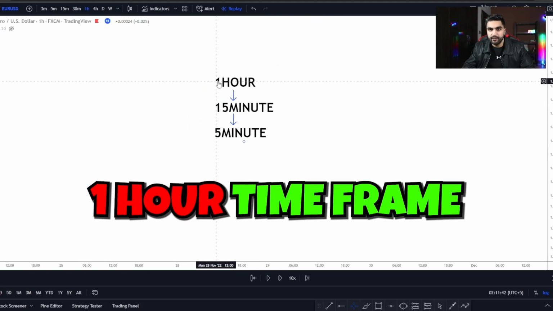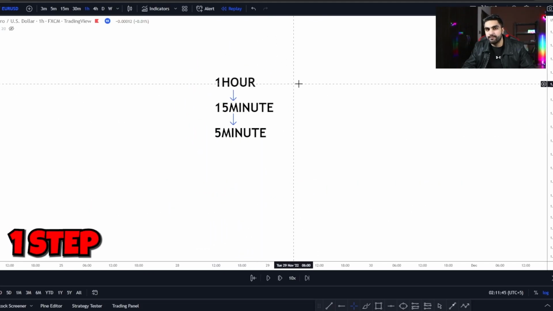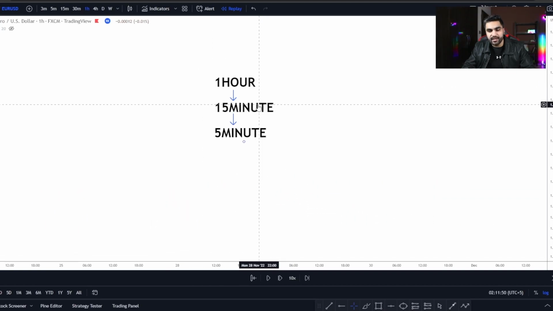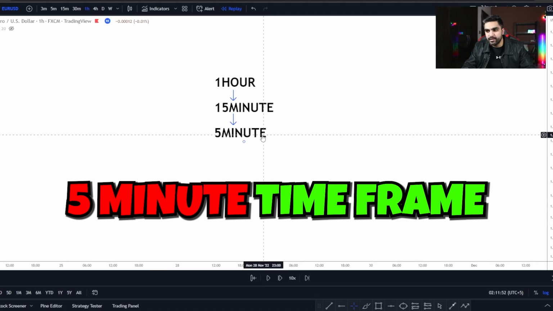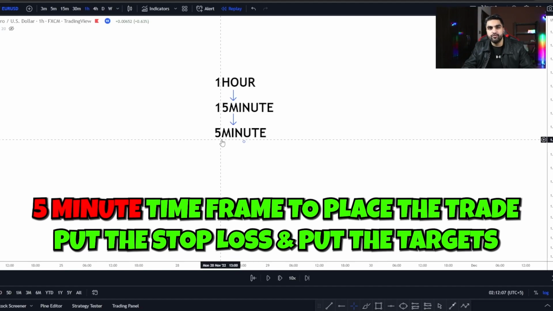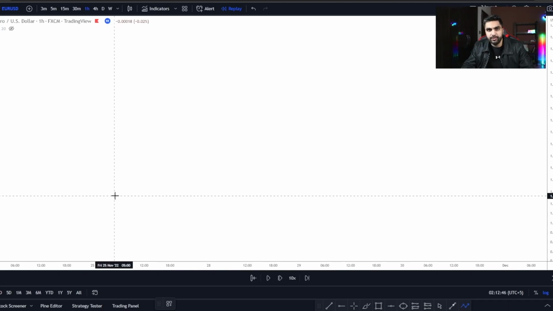We will start with the 1 hour time frame where we have to find the first step, and we will move down to the 15-minute time frame, and from the 15-minute time frame we will move down to the 5-minute time frame. As this is going to be a scalping strategy, we will be using the 5-minute time frame to place the trade, put the stop loss and put the targets. So here is the first rule that you need to understand.